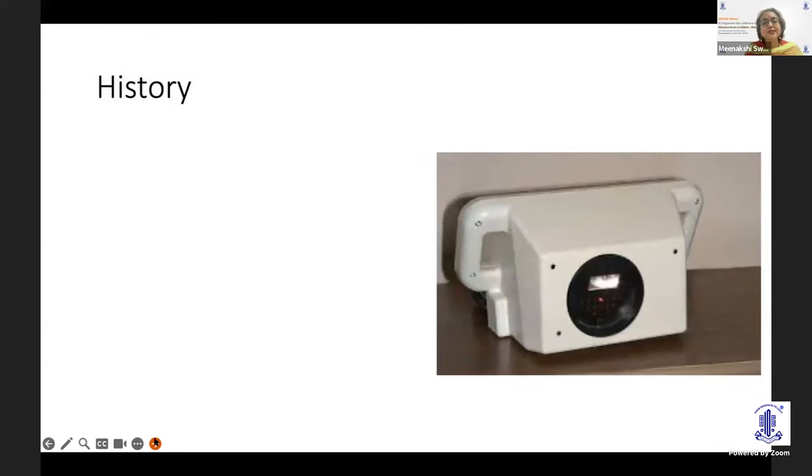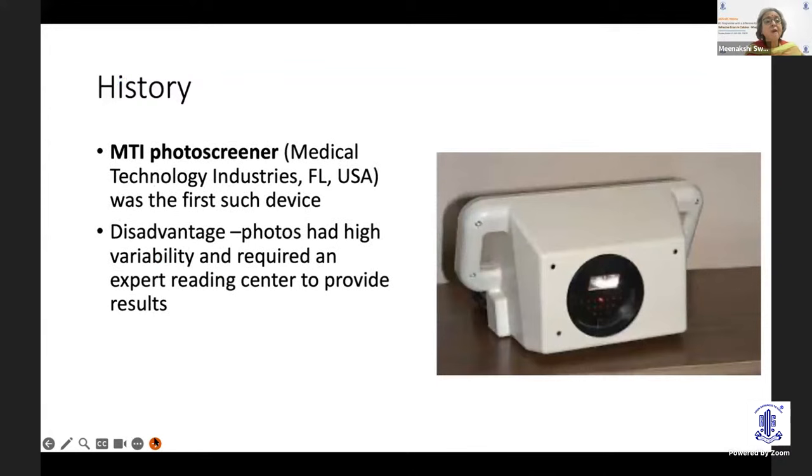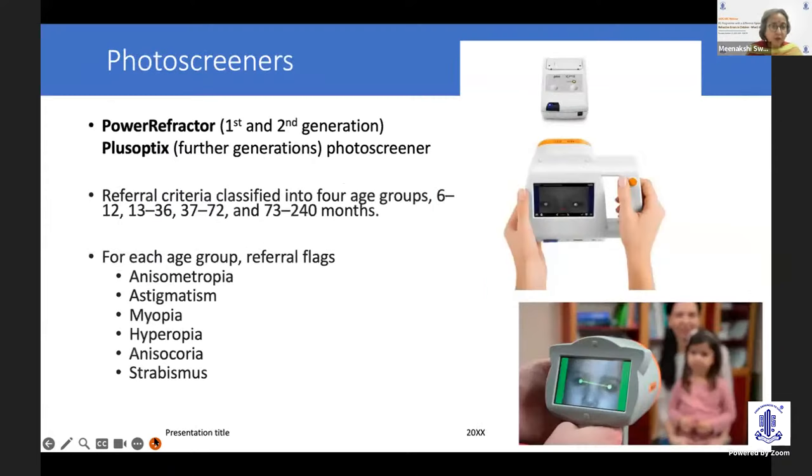So I wanted to pause here and tell you a little bit of history. Look at this huge mammoth, mega instrument, the MTI photo screener. I could barely lift it when I was a fellow, but we have come a long way from there. This was the first prototype, the MTI photo screener, right? And the disadvantage, of course, like I told you, first of all, it was cumbersome, heavy, and the photos had high variability and required an expert reading center to provide the results, but it was a great beginning. But we have come a long way from the MTI photo screener.